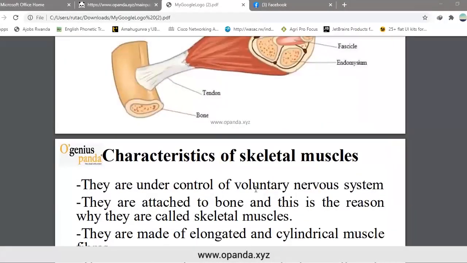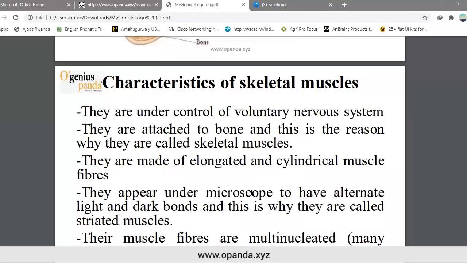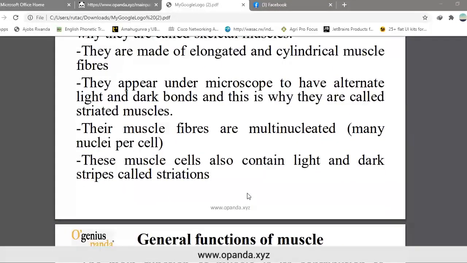Characteristics of skeletal muscles: they are under control of the voluntary nervous system. They are attached to bone, and this is the reason why they are called skeletal muscles. They are made of elongated and cylindrical muscle fibers. They appear under the microscope to have alternate light and dark bands, and this is why they are called striated muscles. Their muscle fibers are multinucleated, which means they have many nuclei per cell. These muscle cells also contain light and dark stripes called striations.